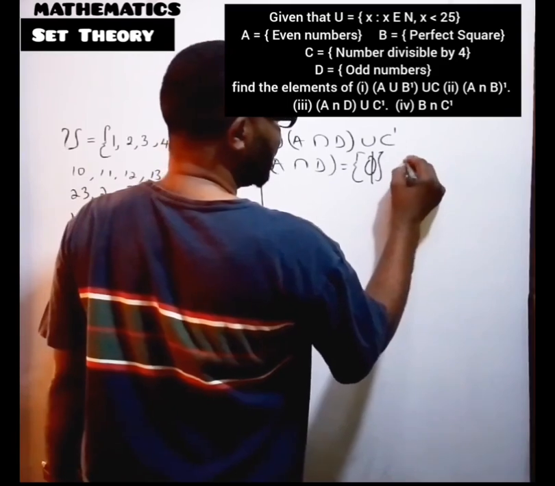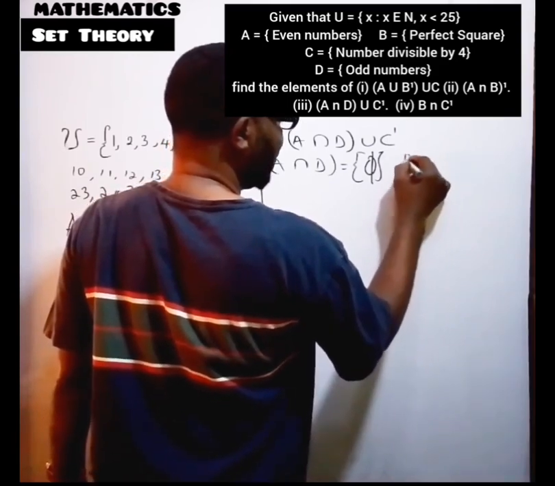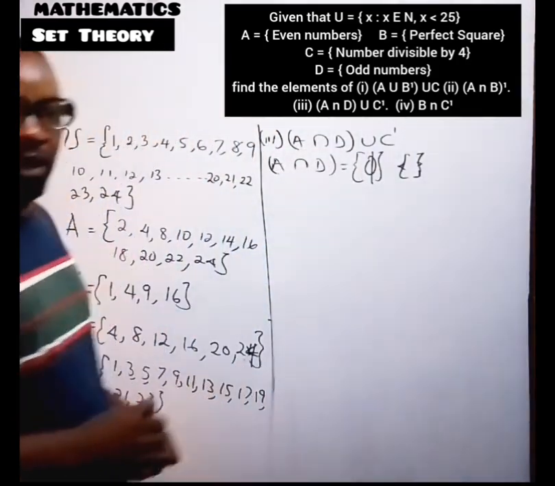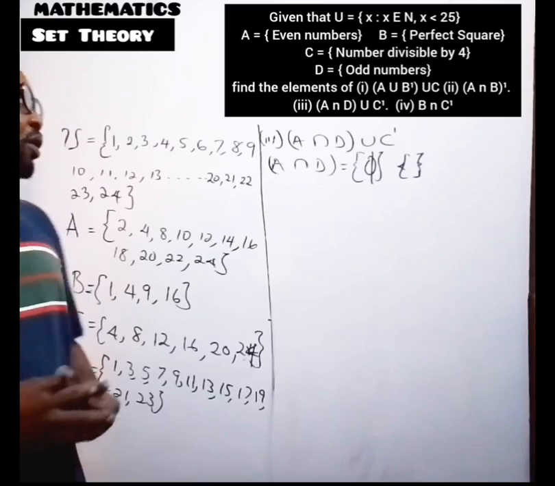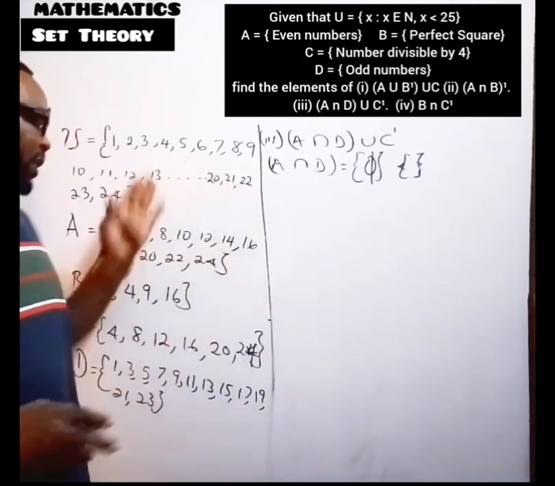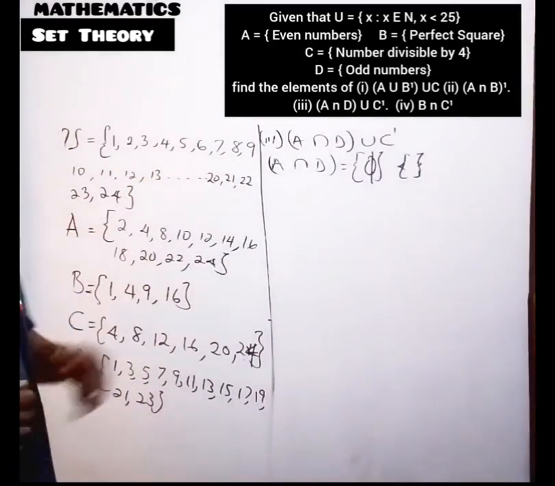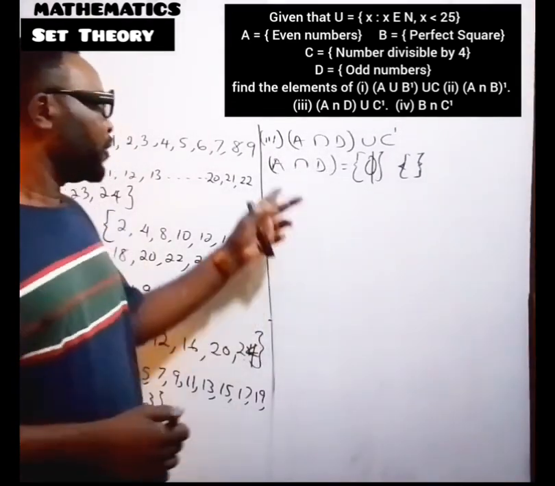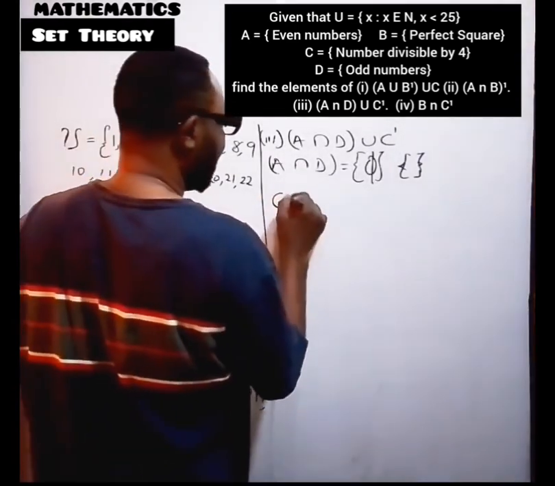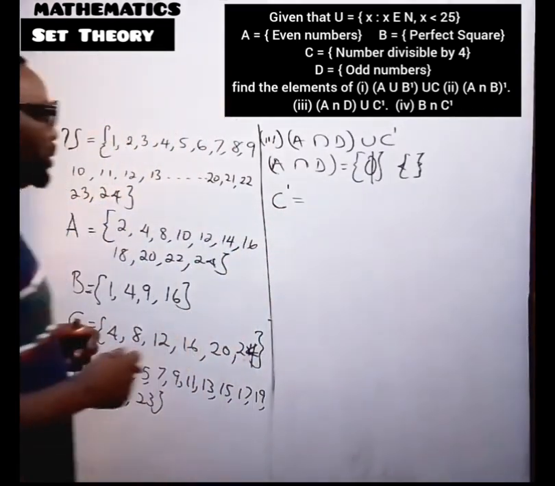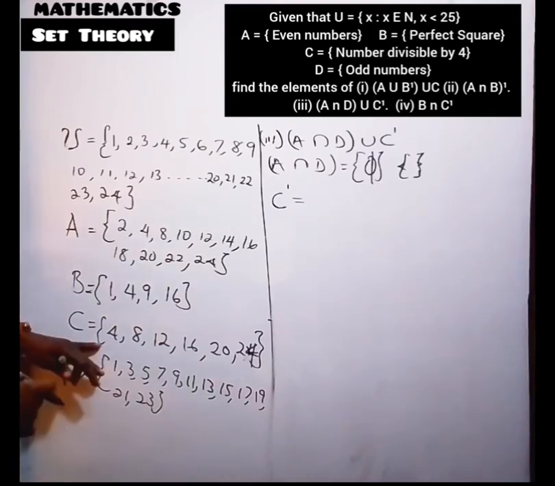You can just write it this way. It's a null set, no element in A intersection D, because there's nothing that is common between A and D. Now, for the C complement, those are the values.